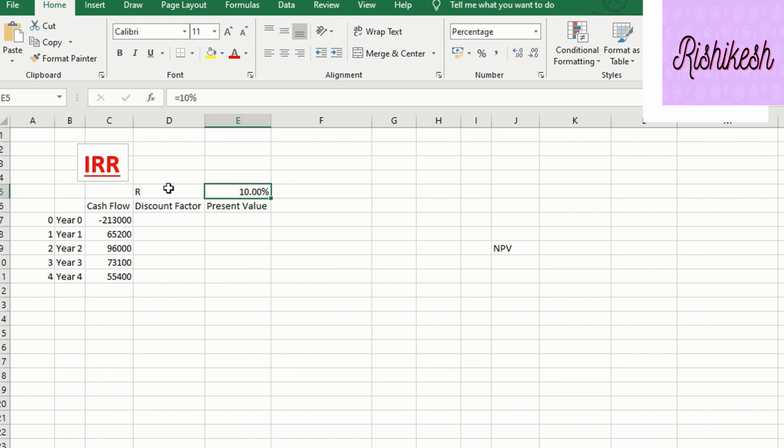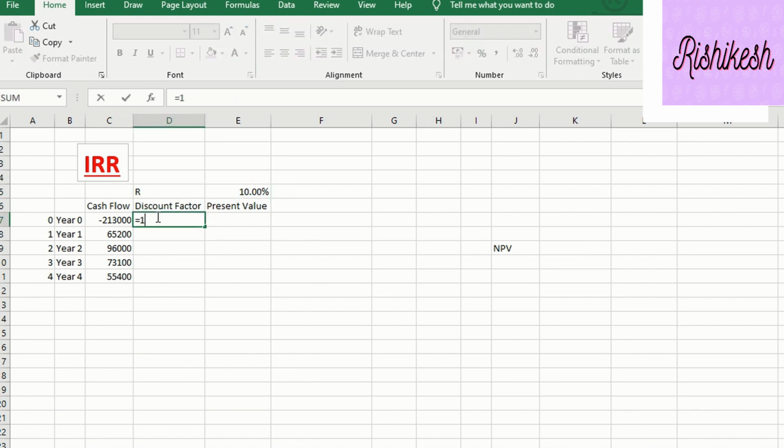So I'm placing this R to be 10% right now, just for the value's sake. To find the discount factor, that will be 1 divided by 1 plus this R. I will link it over here, and I will freeze it because I don't want this to change. Then I'll put it to the power of, linking it here so that I don't need to put in manual values like 0, 1, 2, 3, etc. I'll press enter, so I get a discount factor.